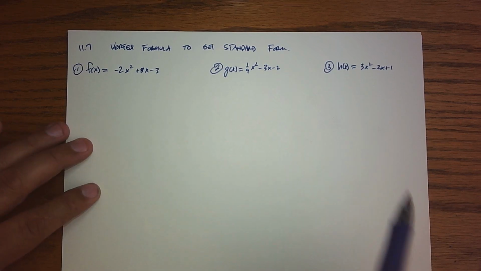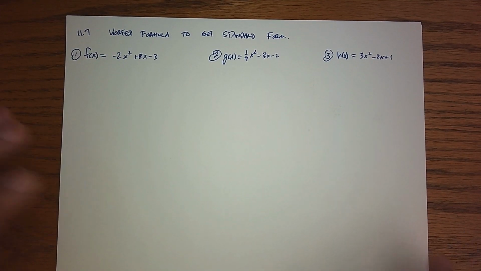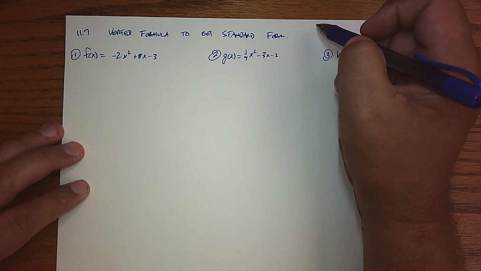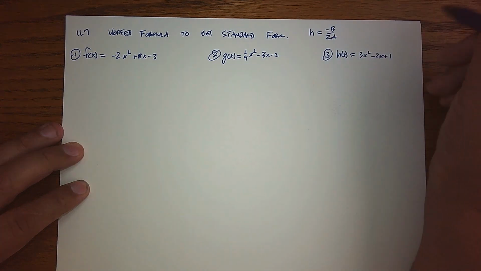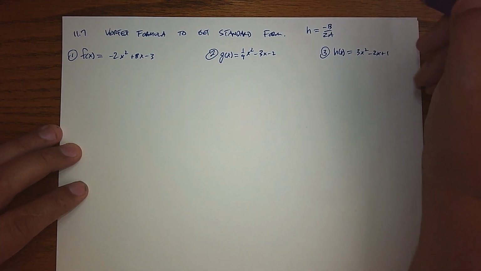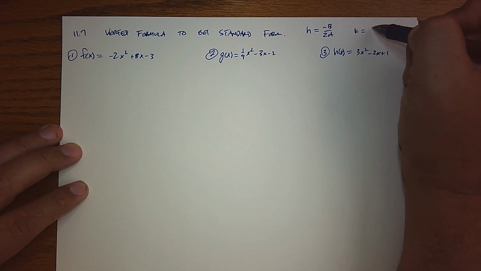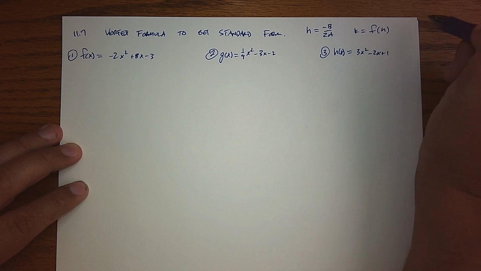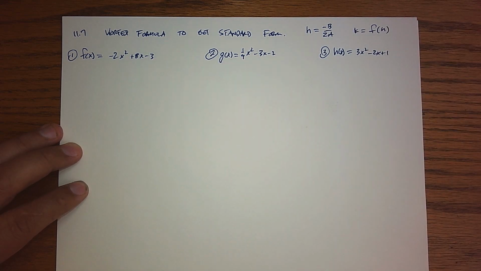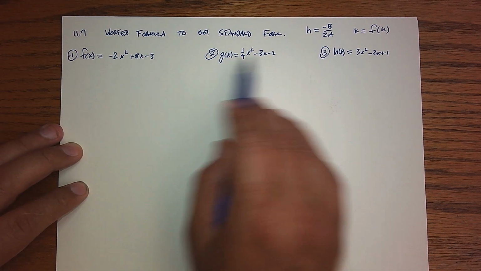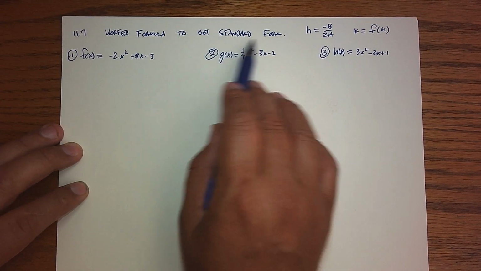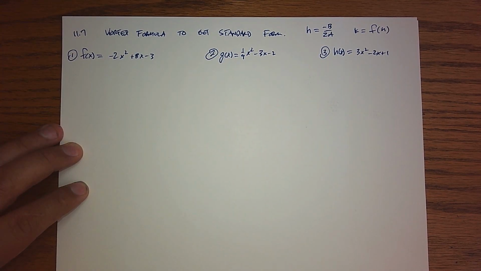Okay, so armed with our vertex formula to get standard form, let's go ahead and practice it. We found that the x-coordinate of our vertex is given by the formula negative b over 2a. And then to find our y-coordinate k, I actually like to plug this value into my function. That's the way I prefer to find k, although you could use that other formula. So what we have here are three quadratics in general form.